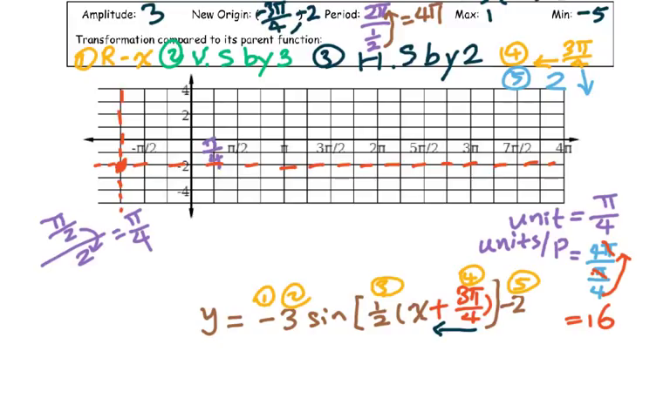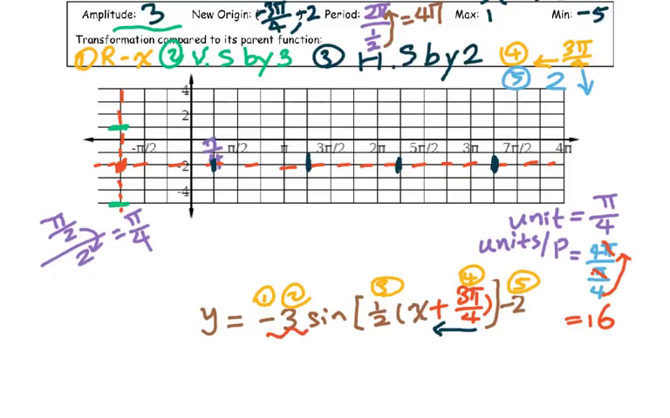And from this new origin, you need to count 16 units. 1, 2, 3, 4, 5, 6, 7, 8, 9, 10, 11, 12, 13, 14, 15, 16. It's here. Then count half. That's 8. 1, 2, 3, 4, 5, 6, 7, 8. It's here. Then you get half. Find the amplitude, that's 3.